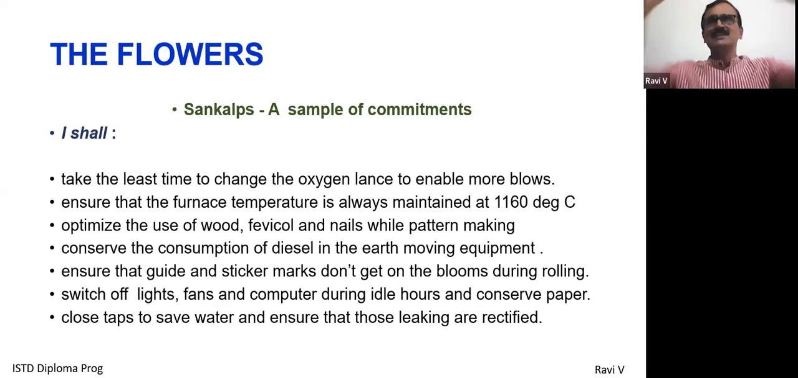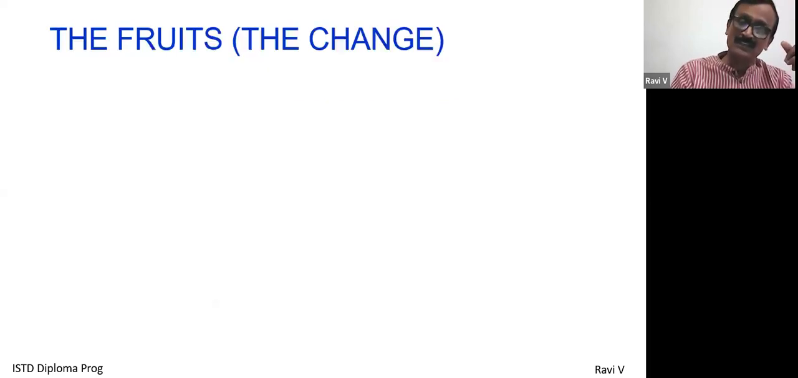In steel making, there's a converter, and the oxygen lance is used to oxidize the iron ore to make steel. Even a 1 minute difference can make a lot of difference in terms of production improvement. So similarly, everyone across gave some commitments here. This was all brought in, compiled, and then shared across to these units at the end of the entire intervention.